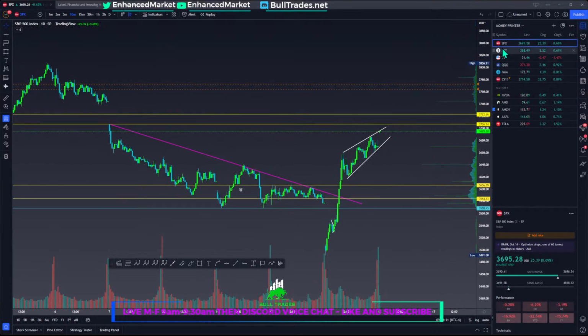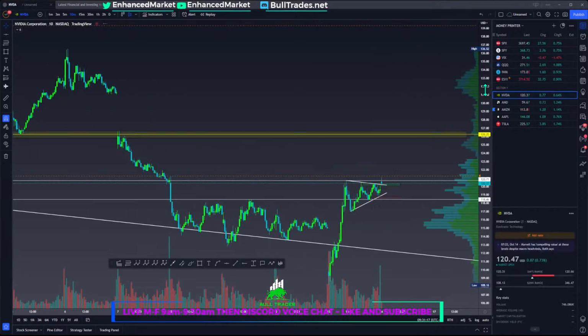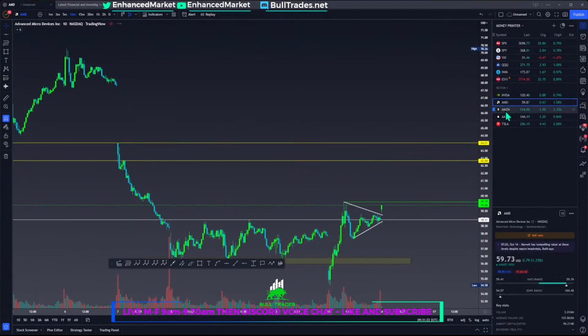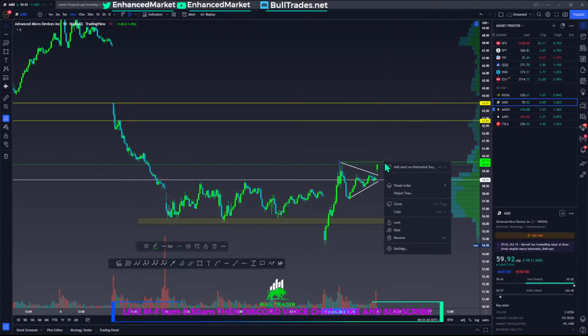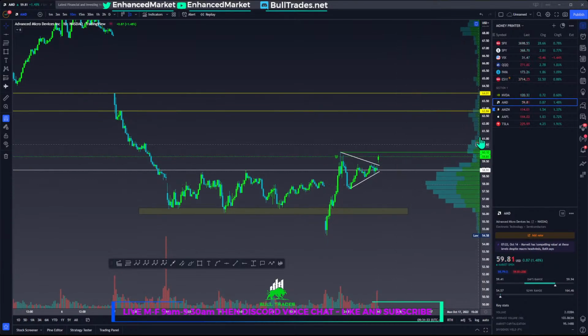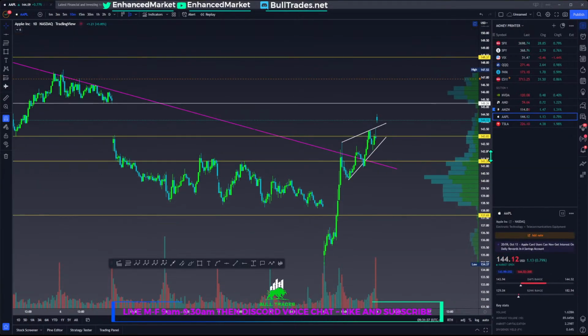Let's see what happens. Let's see if we can break this level on SPY. That's what I would look for to see continuation on all these trends, all these tickers. AMD is pushing up, looking to break this level here. This is what I look at when I'm trading. I constantly switch back and forth. If you want to know what ticker I'm looking at, look on the right side here.